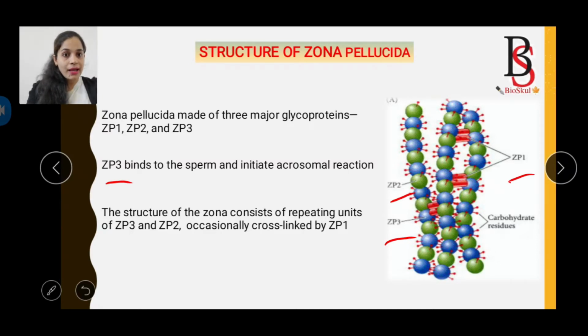You can also see that on the surface of ZP3, the red marks are the carbohydrate residues. The carbohydrate residue which is present on the surface of ZP3 is called N-acetyl-glucosamine. What is that? That is N-acetyl-glucosamine. And where is it present? It is present on the surface of ZP3 of zona pellucida.